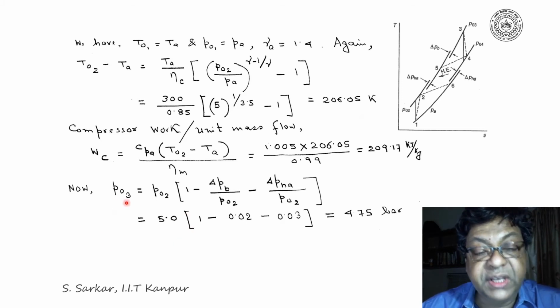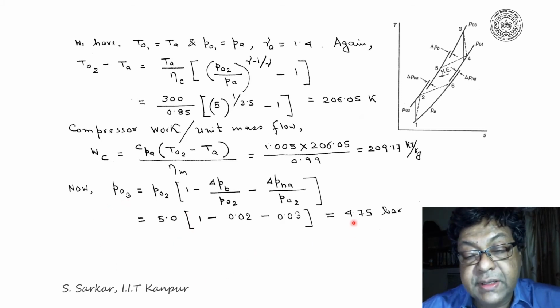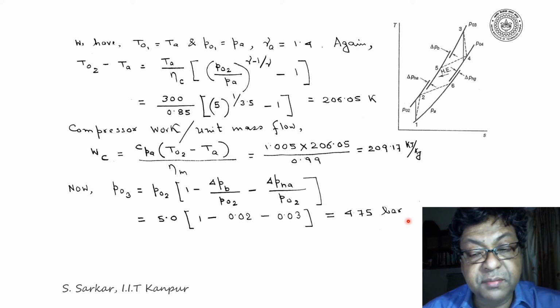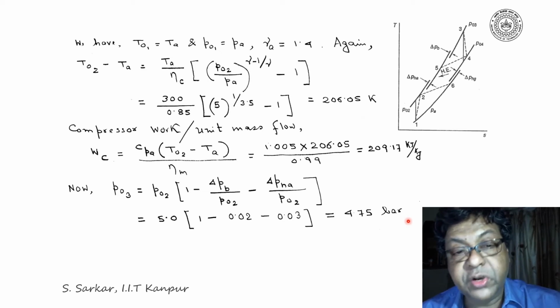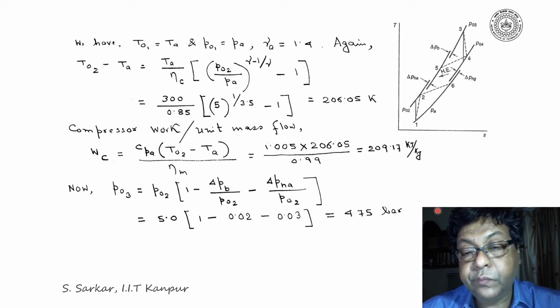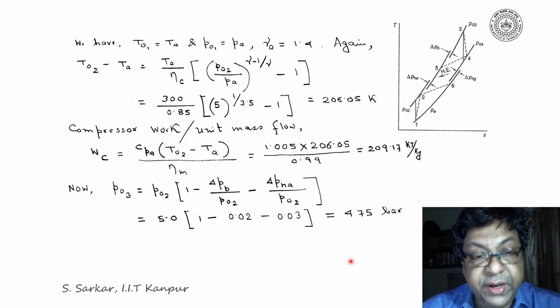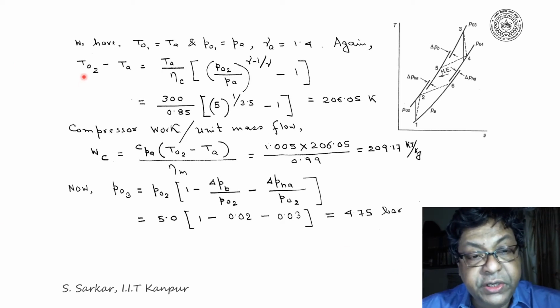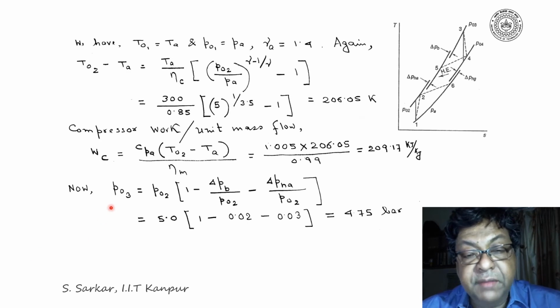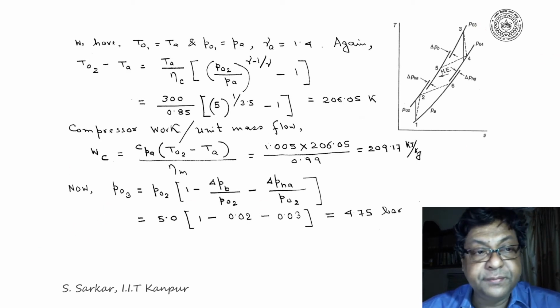So P03 I have got as 4.75 bar, P01 being 1.0 because atmospheric pressure is stated as 1 bar. Thus here I have calculated T02 minus TA and then WC, and then I have evaluated P03.